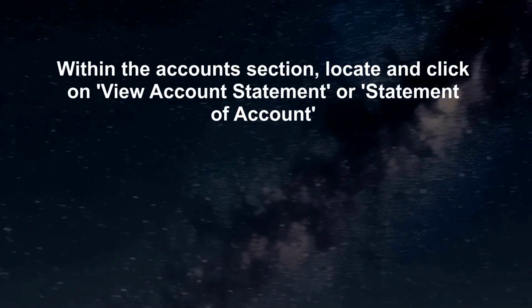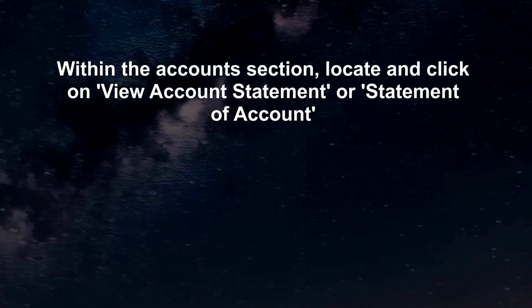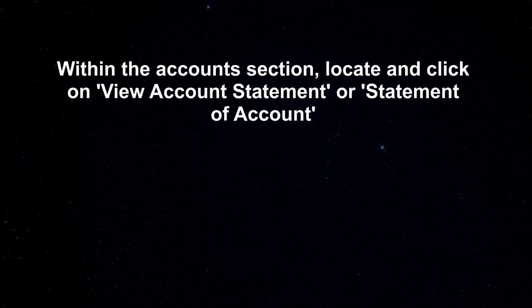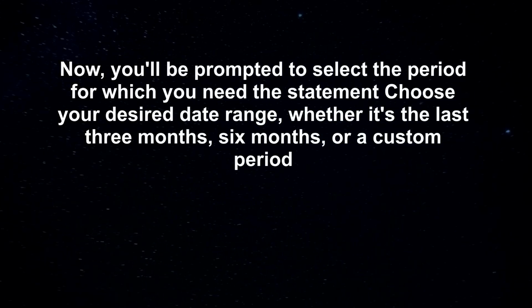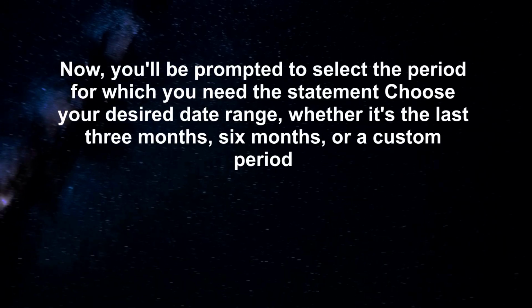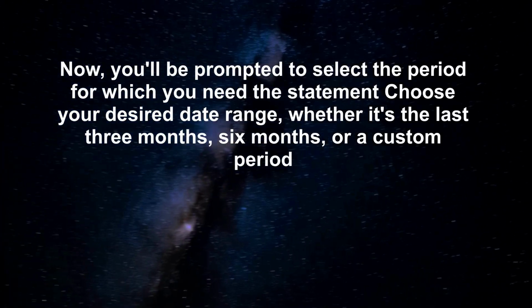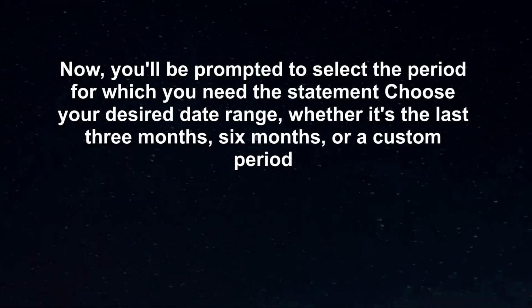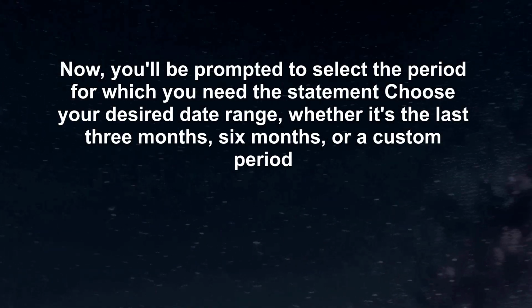Within the Accounts section, locate and click on View Account Statement or Statement of Account. Now, you'll be prompted to select the period for which you need the statement. Choose your desired date range, whether it's the last 3 months, 6 months, or a custom period.